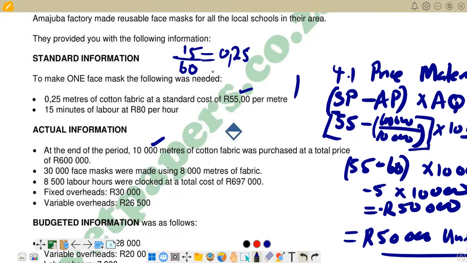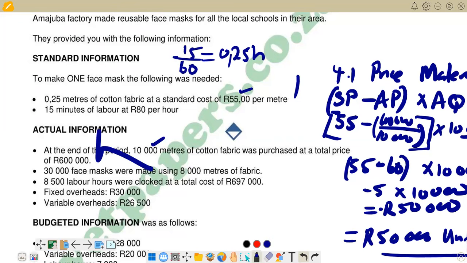So we have got 0.25 as a rate per face mask, and then the number of face masks that were made are 30,000. So to find the standard time, we are going to say 0.25 times 30,000 face masks. Remember, one face mask requires us to spend 0.25 of an hour. So for 30,000 face masks, we are just going to say 0.25 times 30,000 to get to the standard time. So that's what we are just going to summarize there.